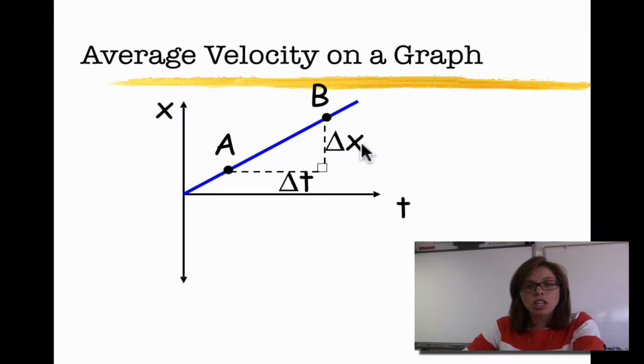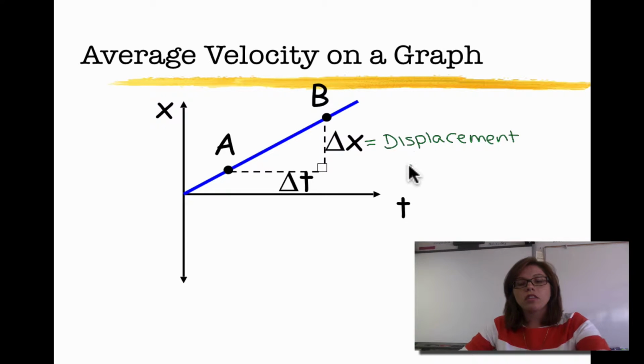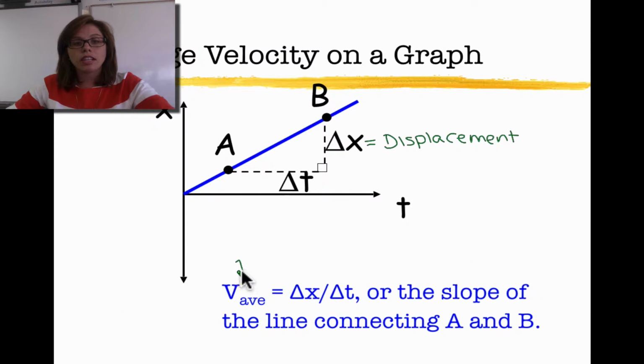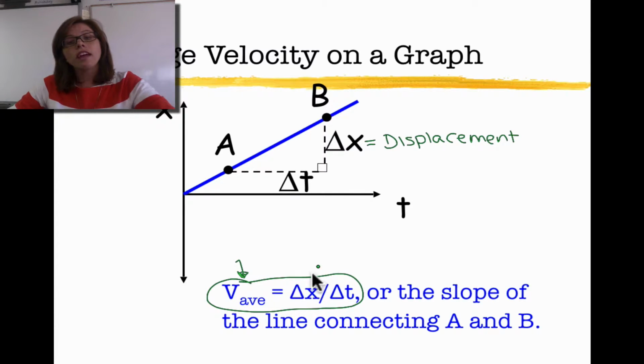So we find our change in x, which is our change in position. Another term for that is our displacement, over change in time. So average velocity right here is equal to our displacement over change in time. In fact, velocity is always equal to change in x over change in time. If change in time becomes very, very small, this average turns into an instantaneous velocity. And if time is big, then it's an average velocity. More on that later on.